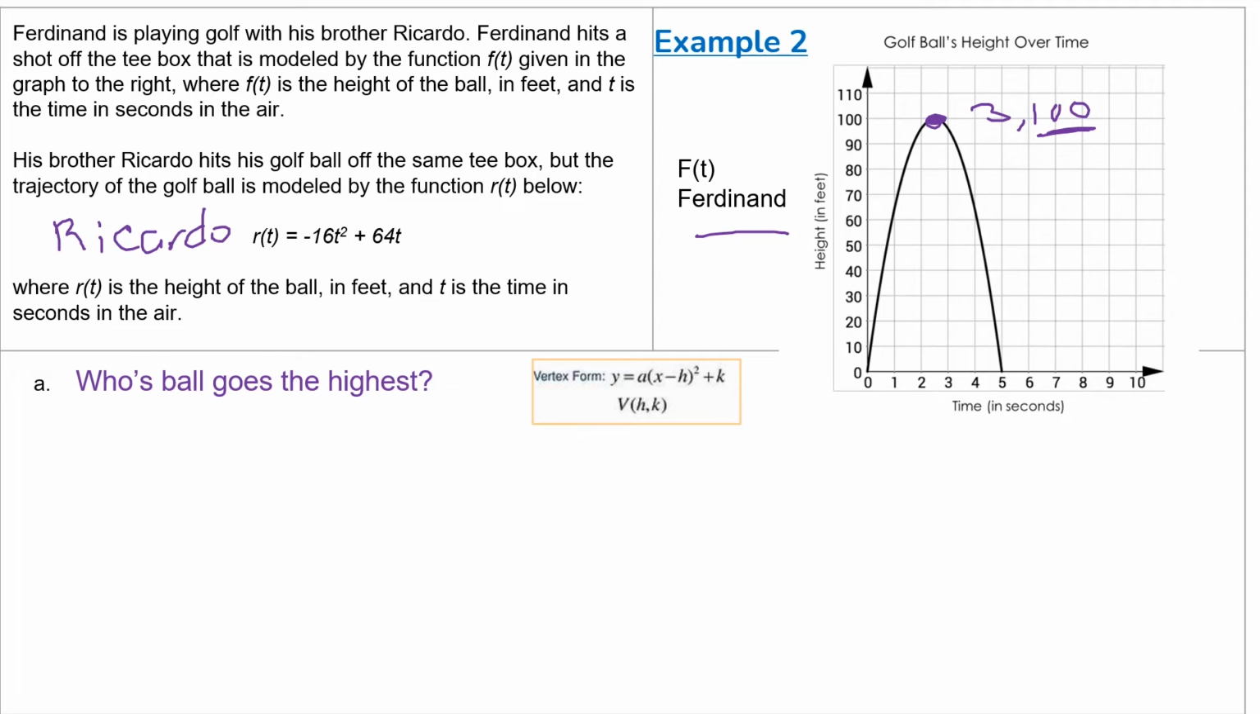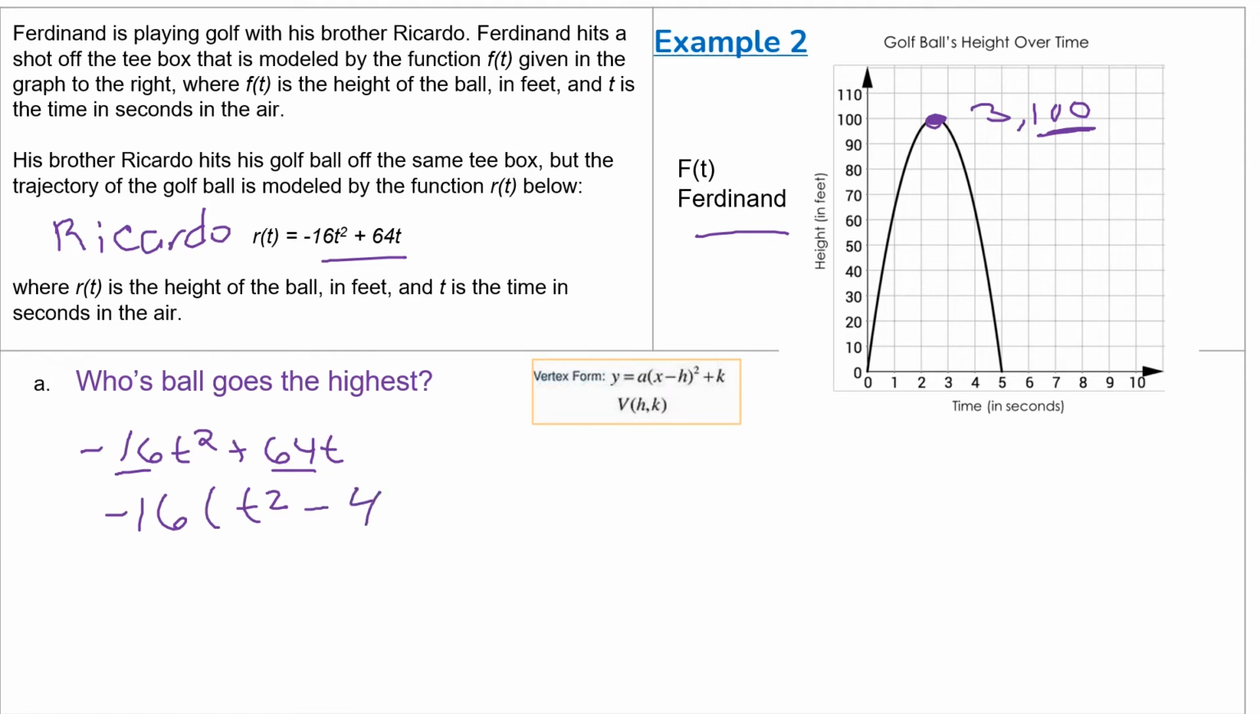And so we have to rewrite this problem in vertex form. So I have negative 16t squared plus 64t. And what I want to do, I want to factor out this negative 16. So greatest common factor. But I don't factor out the variable. So just rewriting this in vertex form, I'm left with t squared. Negative 16t squared divided by negative 16 is just t squared. 64t divided by negative 16 is negative 4t.